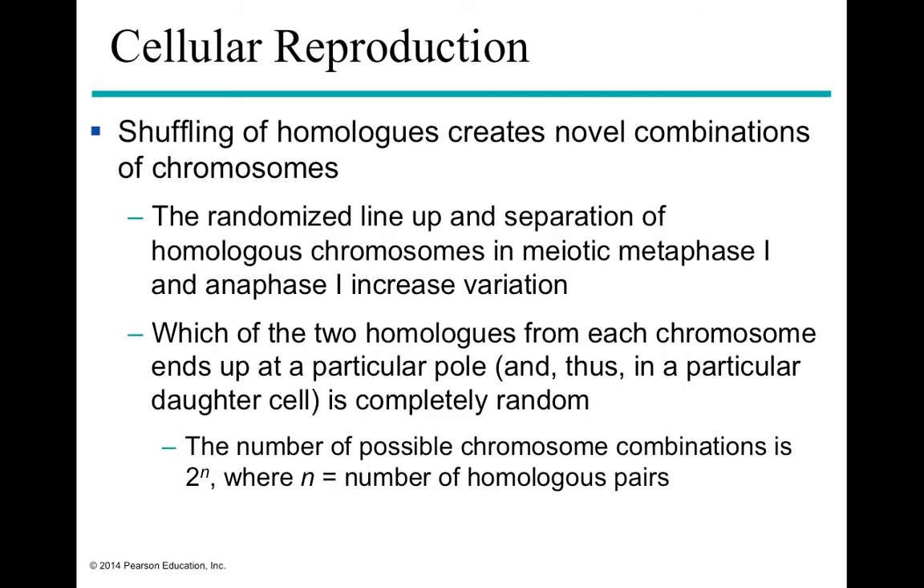Again, we talked about shuffling of your homologs, which is going to allow the combination of chromosomes to be random. So it's a random lineup at that metaphase plate, which means that your chromosomes can line up either maternal-paternal or paternal-maternal in terms of going left and right. And that means that we have basically a total random flipping of the coin for each of the chromosomes. And that's going to increase the amount of independent assortment. So you're going to have a ton of different options of how you could independently assort those chromosomes.